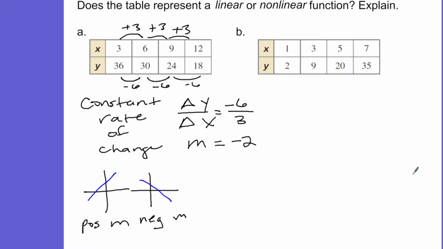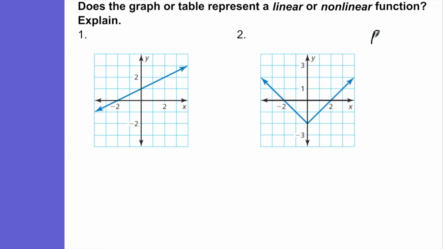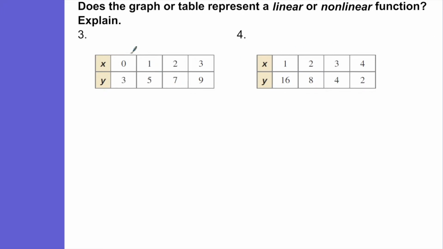Okay, if you're watching my video, I'm going to want you to pause it and do B all on your own. We're now on page 113 in your textbook. These are the monitoring progresses, 1 and 2. So, number 1, linear or nonlinear? Linear, yes. Good job, you guys. Linear or nonlinear? Nonlinear, awesome. Okay, let's move on to 3 and 4.